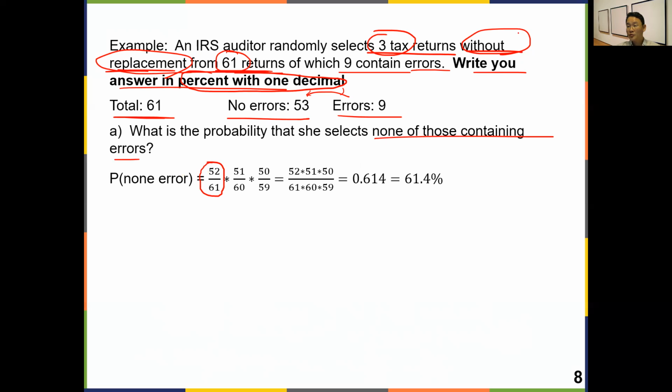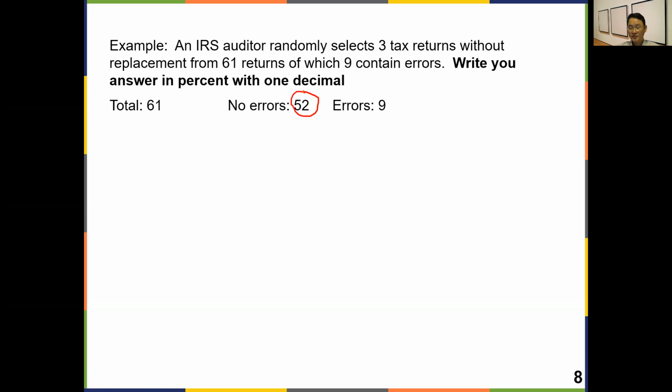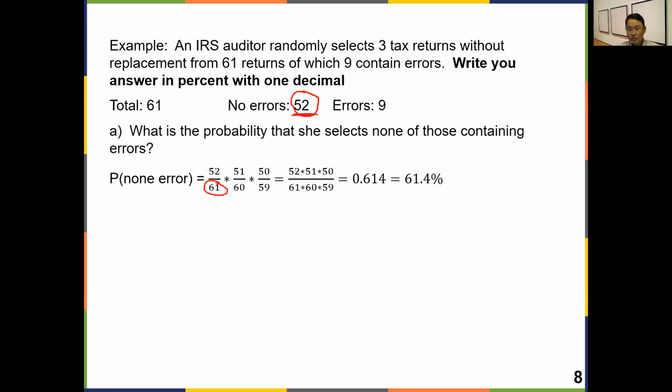You know what, let me pause this. I found a mistake. This one right here, that's not 53, right? This is 52. So when you add it, it's going to add up to 61. Make sure that this is 52. So out of 61 total, for the first one to be good, we have 52 good ones.